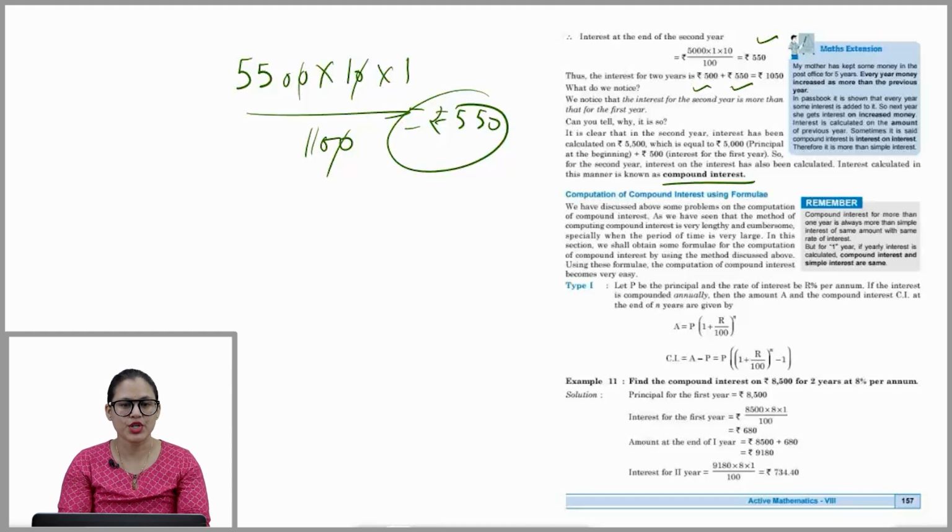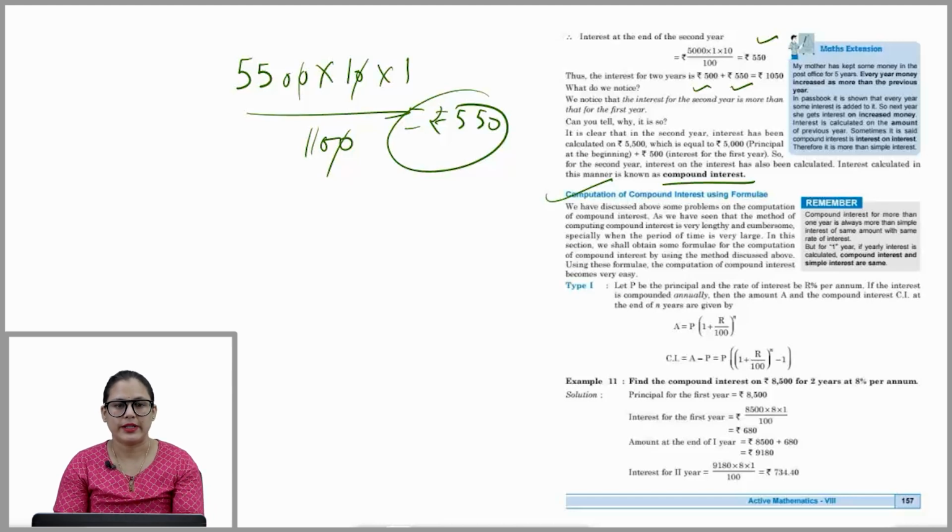Okay, computation of compound interest using formulae. We have discussed above some problems on the computation of compound interest, as we have seen that the method of computing compound interest is very lengthy and cumbersome, especially when the period of time is very large. In this section, we will obtain some formula for the computation of compound interest by using the method discussed above. Using these formulae, the computation of compound interest becomes very easy.